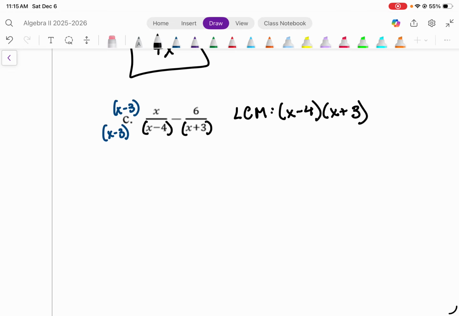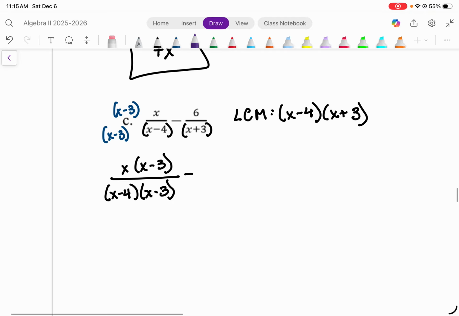So then that would bring us with on the top x times x plus 3 over x minus 4 times x plus 3. And again, you don't want to simplify here because we need that common denominator to add or subtract them together. Okay, so then our next fraction had an x plus 3 on the bottom, so we need to multiply those by x minus 4.